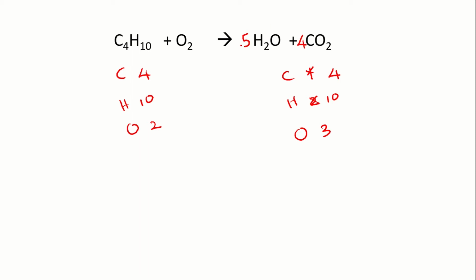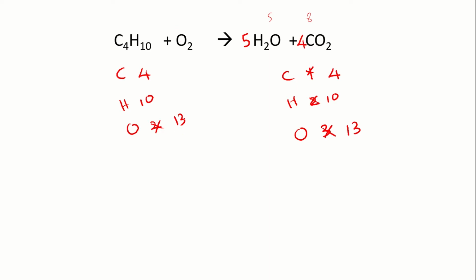Now making these coefficient changes changes the number of oxygen atoms. 5 multiplied by 1, that is 5 oxygen atoms coming from water, and 4 multiplied by 2, that is 8 oxygen atoms coming from carbon dioxide. 5 plus 8 results in 13 oxygen atoms. If you have 13 oxygen atoms on the product side, you should get 13 oxygen atoms on the reactant side. Now this is an odd number.